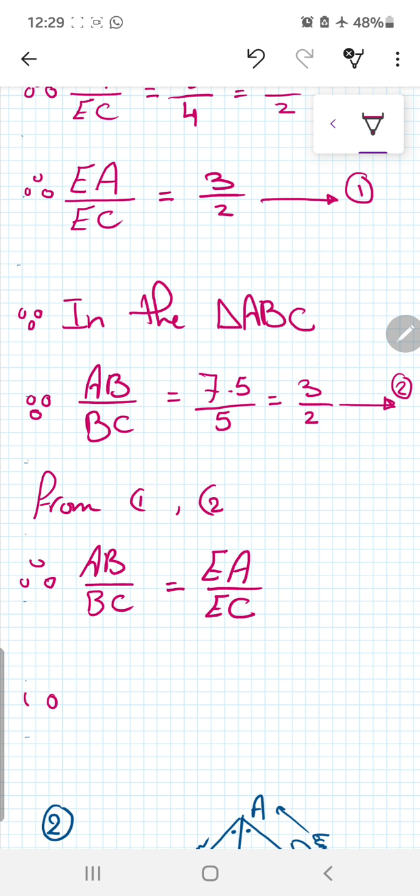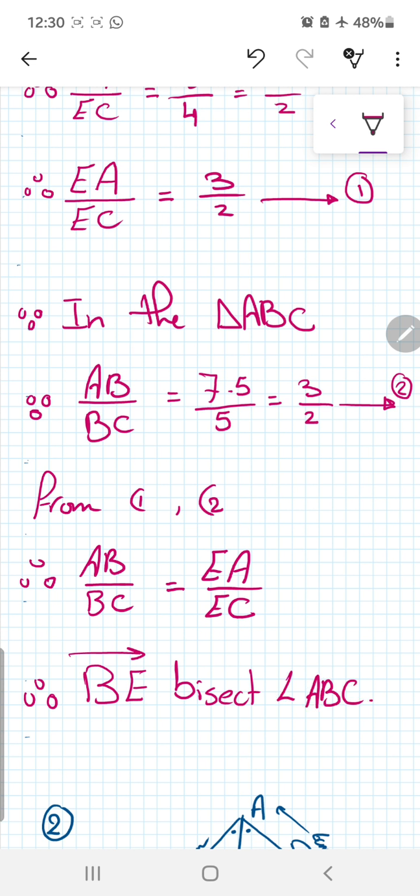Therefore, which is the bisector? Take the common letter here, which is B, and the common letter here, which is E. So BE bisects angle B, which is ABC. Okay, another example.